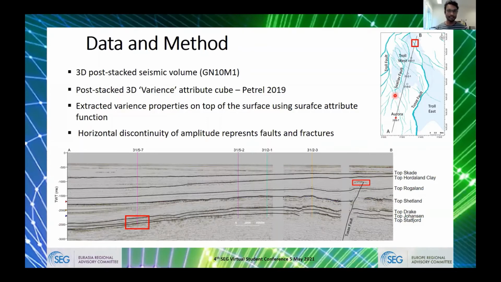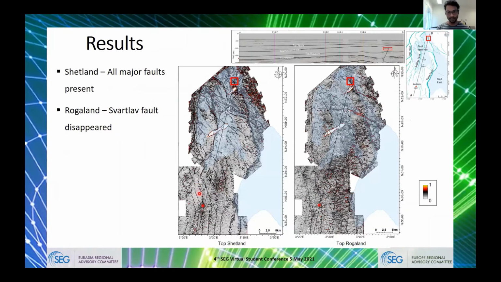Also, this variance attribute actually gives us the lateral discontinuity. Whenever we have continuous horizons, there will be very low variance amplitude. But whenever we have some discontinuity, such as faults or fractures, we will have a high amplitude, and that represents faults and fractures. For example, here, the scale is 0 to 1. This gray color means there are no faults or fractures present. But if we have blackish, reddish, or yellowish colors, in this zone, or you can see these lines.